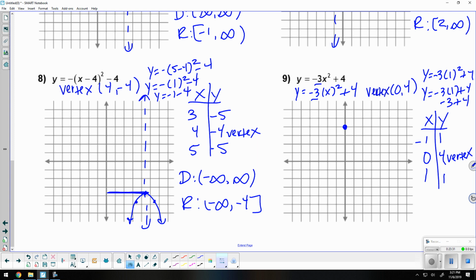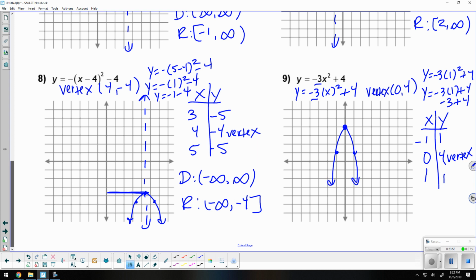So this one's going to be a little bit more stretched as well. So not only will it be flipped upside down, but it's also going to be a little bit more stretched because you do have that 3. That 3 is going to stretch it, make it a little bit skinnier, a little bit more narrow. So as I plot these last couple points, negative 1, 1, positive 1, 1, downward facing, again a little skinnier than what we're used to, but that would be your parabola.